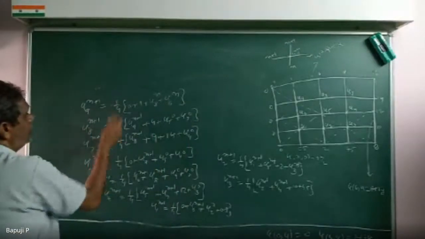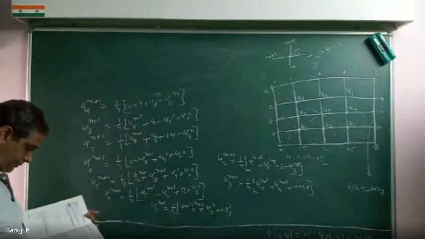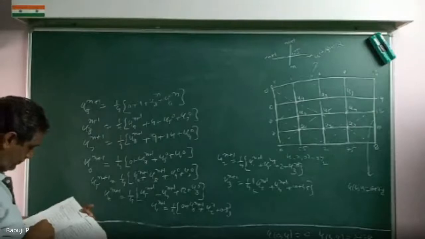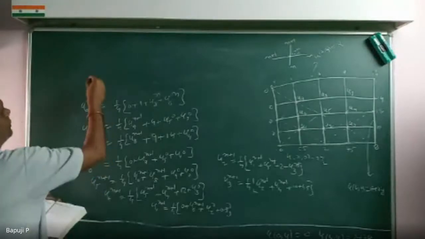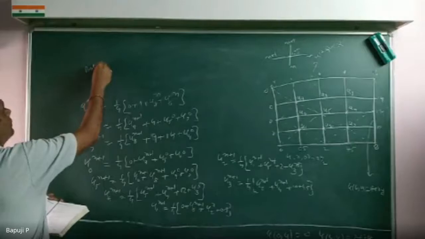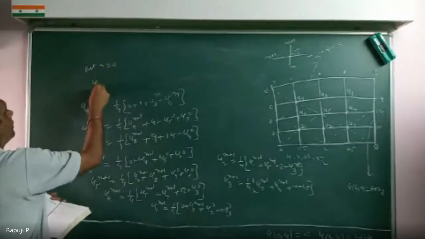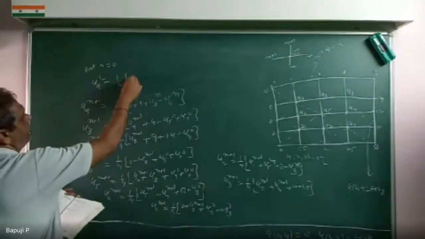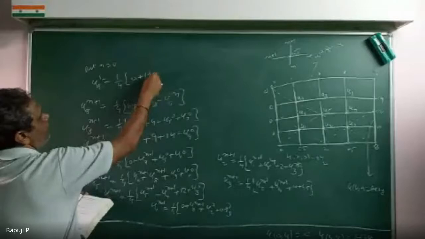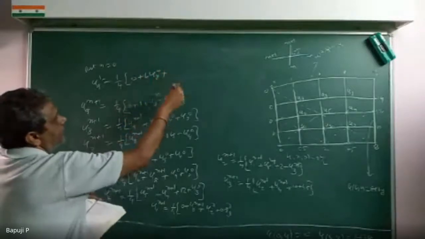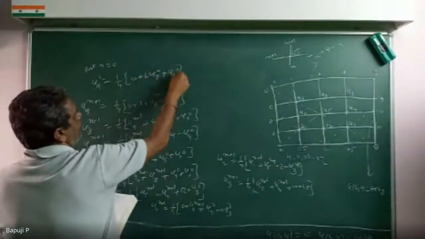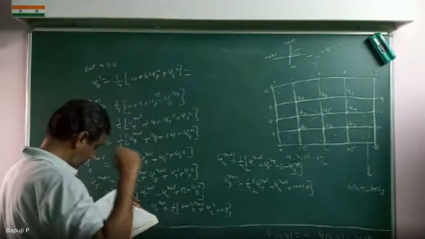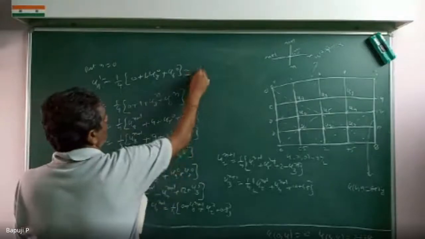Here n is equal to 0 means what I will get? U91 I will get. U91 formula is what? 1 by 4 of U80 plus U60. This U80, U60 were available in your hand. Suppose if you substitute, what we get, that is 2 you will get.